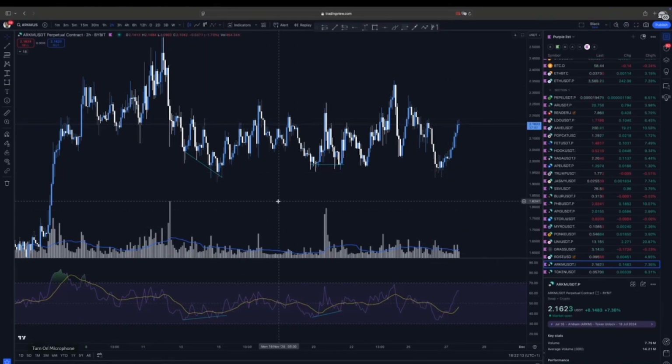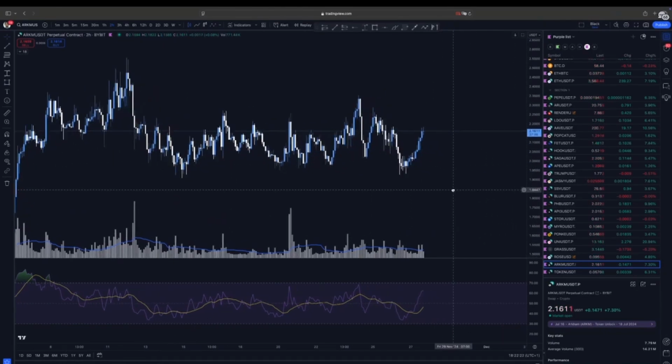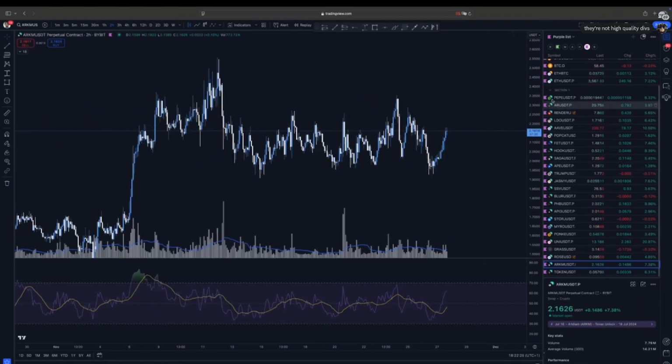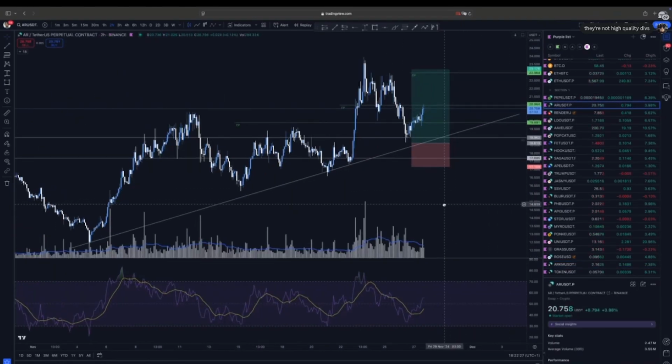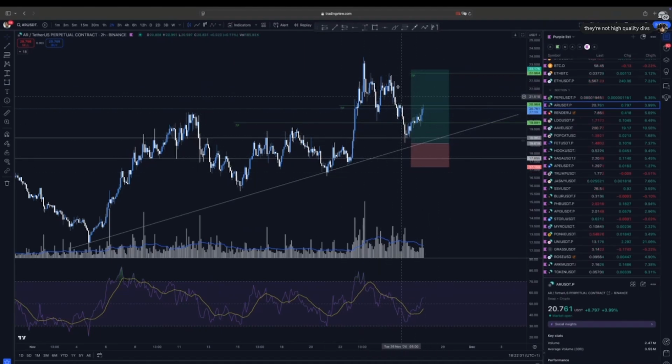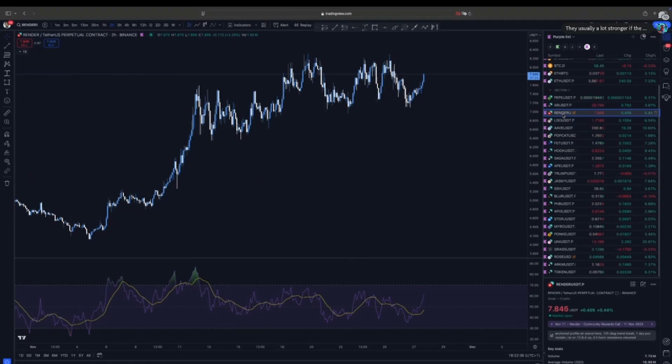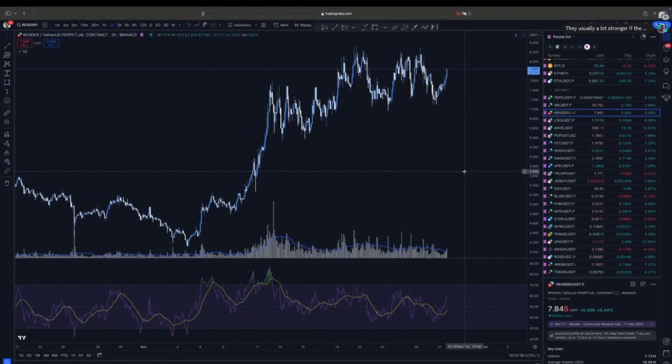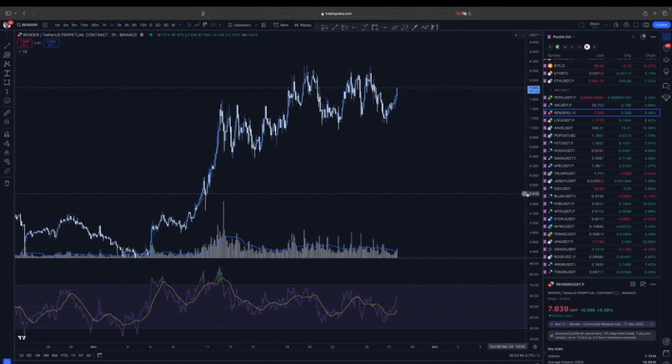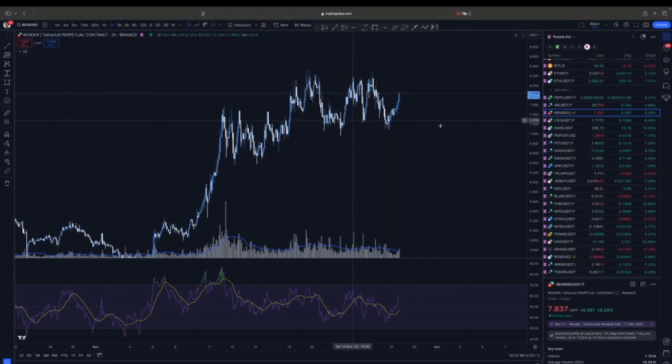So what I like to do, let's get back to what I like to do. If something comes down to my point of interest, right? Let's look at something I have marked up already. What I want to do is, no, let's use render. They're usually stronger if the div goes the same direction of the market. Yeah, that makes sense for sure. What I want to do is say this is my point of interest. This is where I expect it to bounce, right?